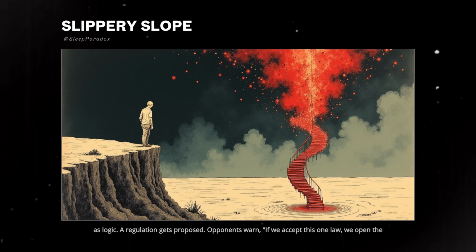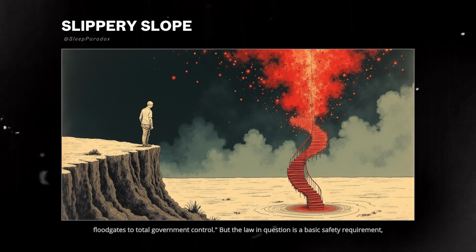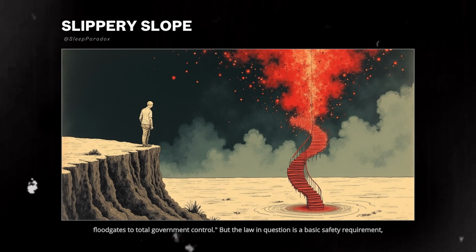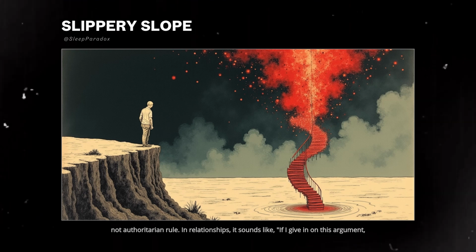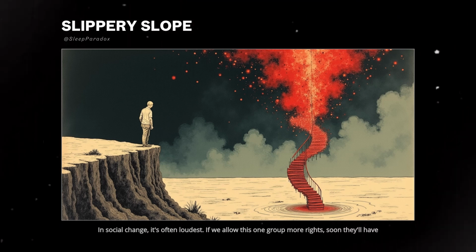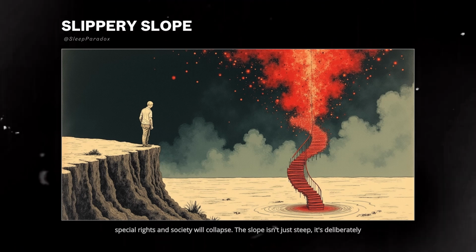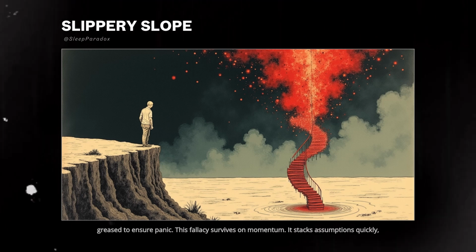A regulation gets proposed. Opponents warn, if we accept this one law, we open the floodgates to total government control. But the law in question is a basic safety requirement, not authoritarian rule. In relationships, it sounds like, "If I give in on this argument, you'll walk all over me forever." The immediate situation gets swallowed by imagined future pain. In social change, it's often loudest. "If we allow this one group more rights, soon they'll have special rights, and society will collapse." The slope isn't just steep, it's deliberately greased to ensure panic.